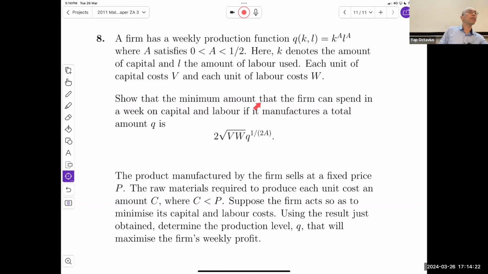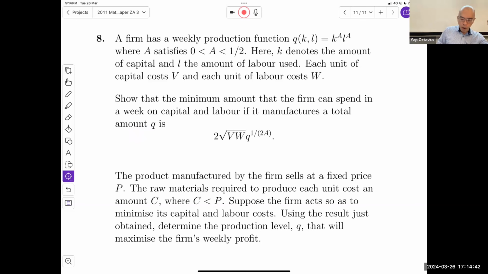Subject to, the constraint must be the quantity, the production. Show that the minimum amount that the firm can spend in a week on capital and labor if it manufactures a total amount of Q. So we want to minimize the cost subject to this production Q.